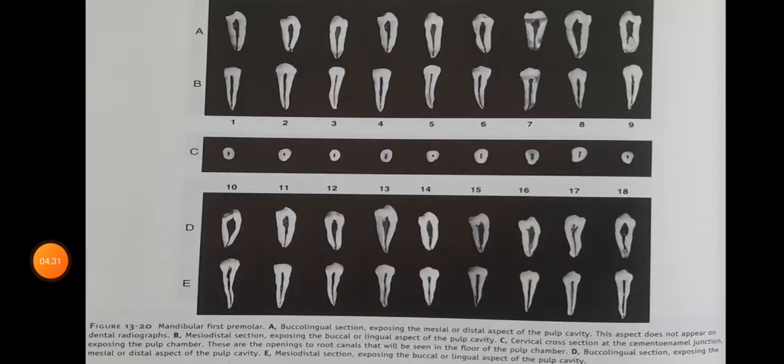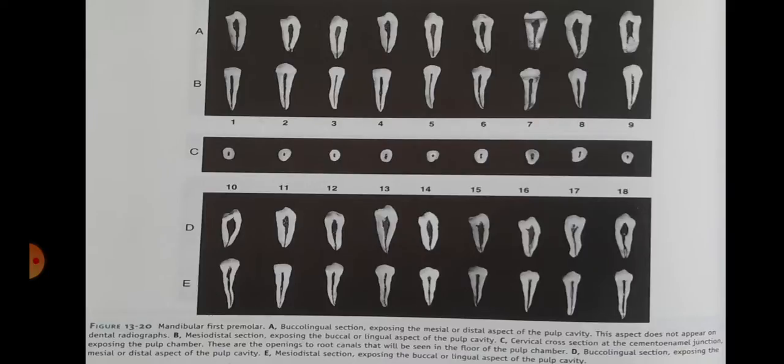Let's have a discussion on the cervical cross section in figure 13.20. The crown and the root size of the mandibular premolars vary considerably, and the pulp cavities vary proportionately. The outline form of the root may be oval. You can see this in figure 13.20 C2, 6 and 9. It may be rectangular.